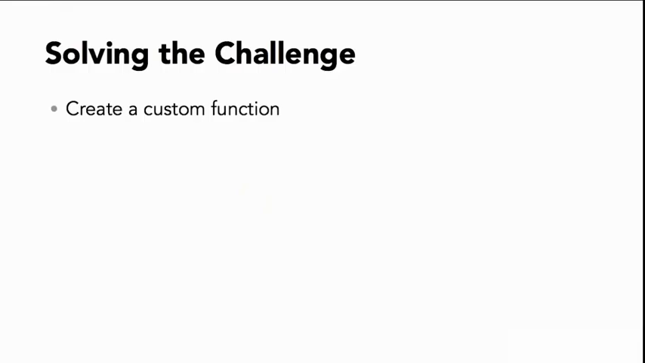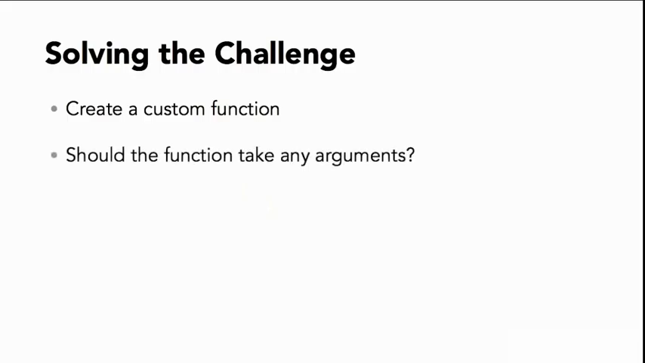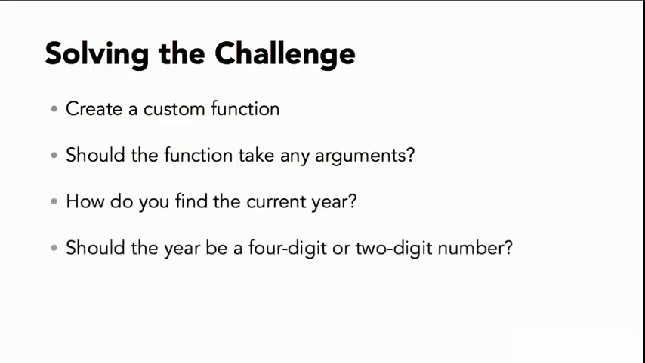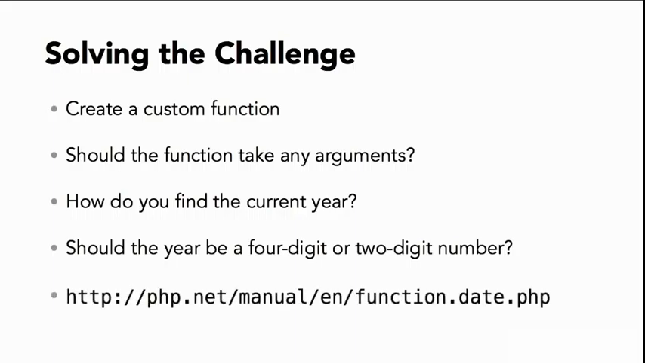You've already seen in this chapter how to define a function, and we've also taken a brief look at how PHP handles dates, so you should have everything you need. Think about whether the function should take any arguments. If so, what? Also think about how to get the current year. Do you want it as a 4-digit number or as 2? The PHP online documentation for the date function at this URL might help you with the solution. I estimate this challenge should take you 10 to 15 minutes. In the next video, I'll show you my solution.